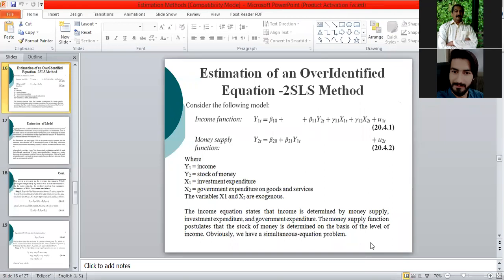The first equation is the income equation and the second equation is the money supply equation. The income equation is a function of y2, that is the income, as well as x1, that is the investment expenditure, and x2, that is the government expenditure. x1 and x2 are your predetermined variables here, and y1, y2 are your endogenous variables. So two equations, two endogenous variables.